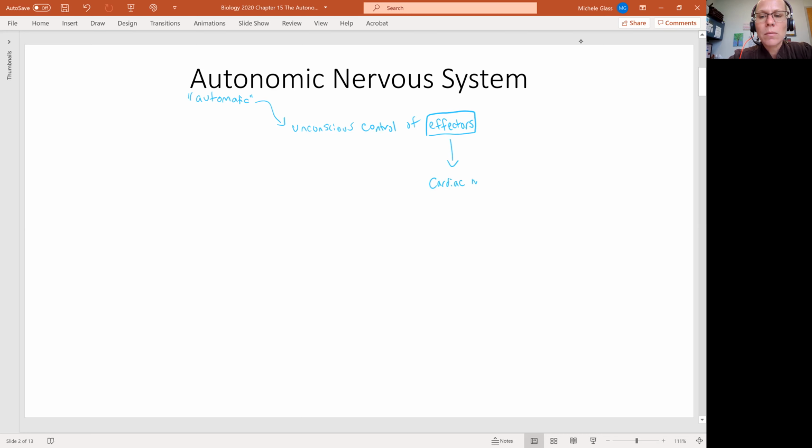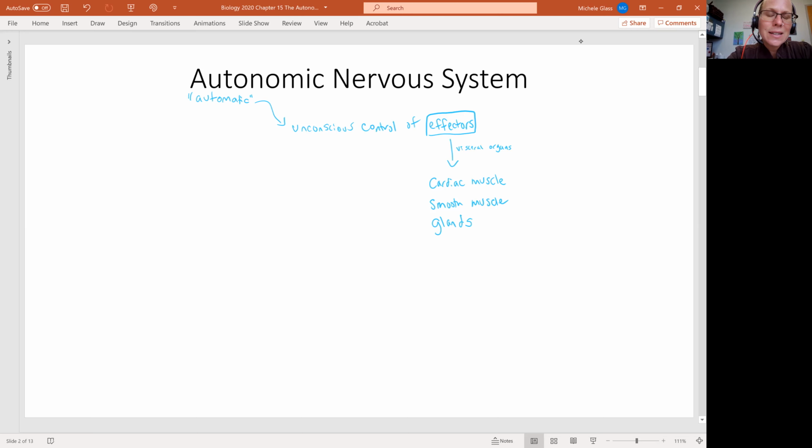control of the cardiac muscle, the control of the smooth muscle. Yeah, this is the muscle that's making up your organs. Cardiac muscle is, of course, your heart. Smooth muscle is the muscle that's found lining your blood vessels. It's the muscle in your respiratory tract. It's the muscle in your digestive tract. It's the muscle in your urinary tract. It's a muscle in your reproductive tract. And so what we're really talking about here is your visceral organs.